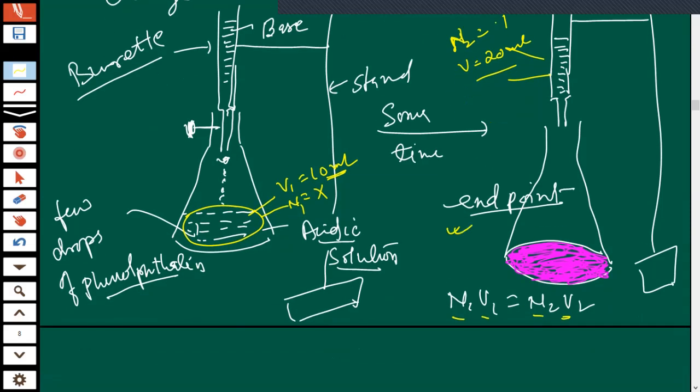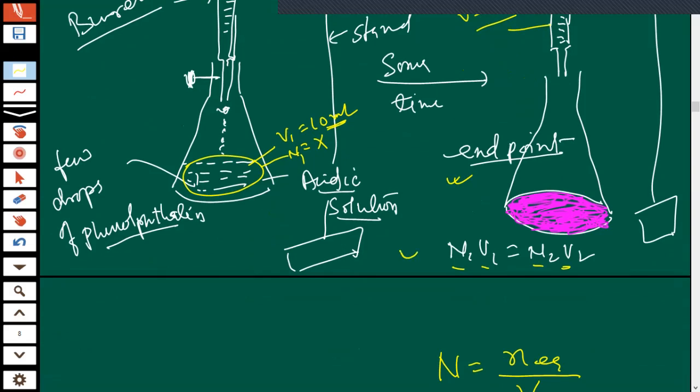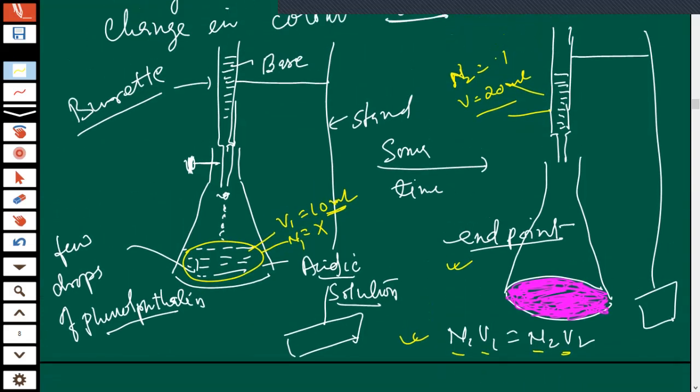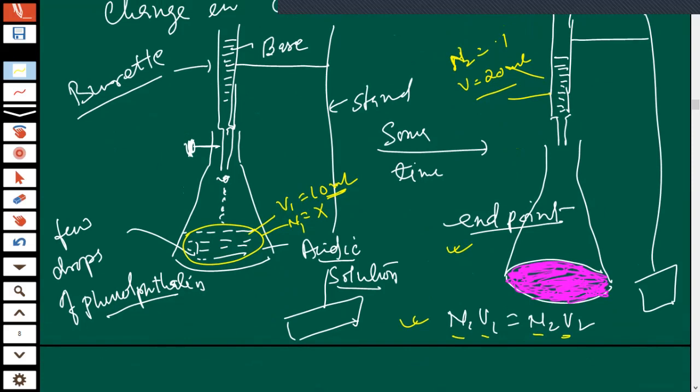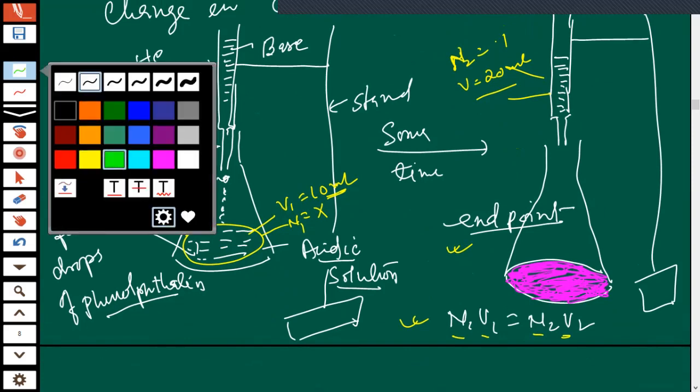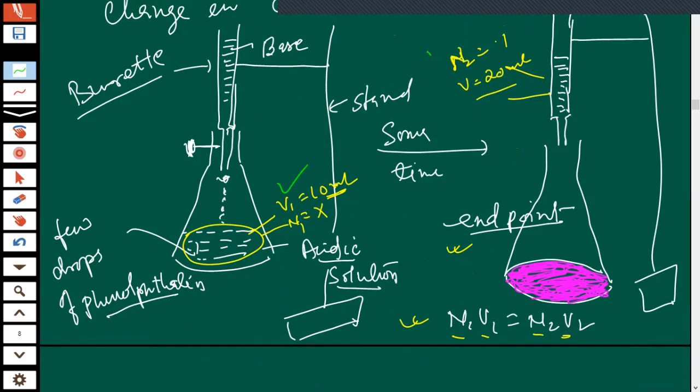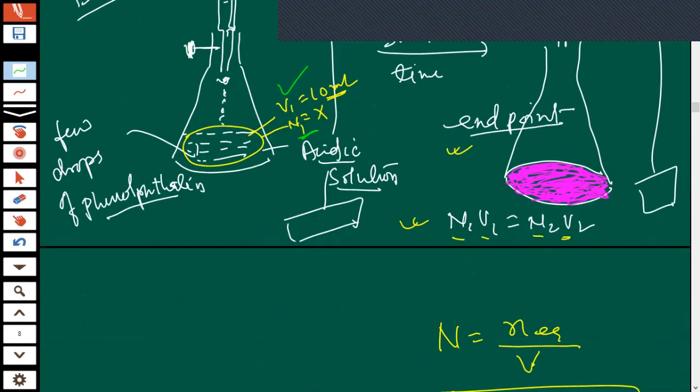Now you stop the reaction. Then you use this formula: N1V1 is equal to N2V2. This is the titration process. Now out of this, this value is known to you, this value is known to you, this value is known to you, this value is known to you. Only this value is not known. So you can use this formula, N1V1 is equal to N2V2, and you can easily calculate the N value.